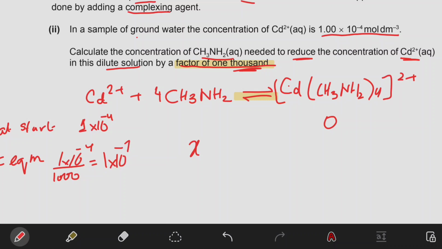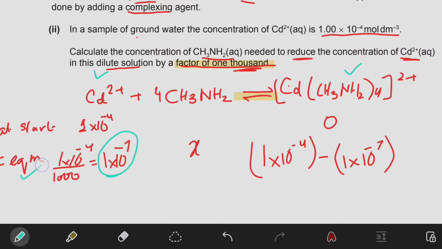We don't know this, and this would be what? We would actually subtract 1 into 10 to the power minus 7 from 1 into 10 to the power minus 4, because there is 1:1 ratio between cadmium ions and this complex. So if these many are remaining at equilibrium, we should subtract this from this to know how many have been given to this, to know its concentration. Okay, so that's how it's done.